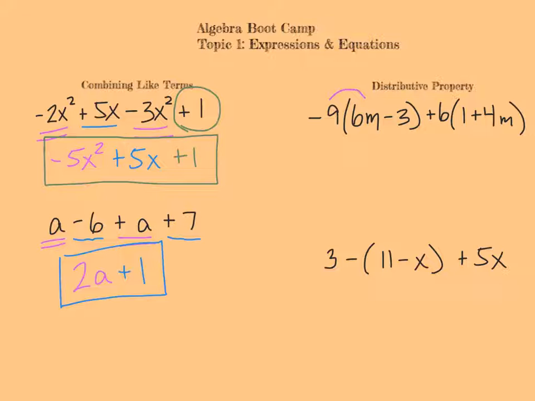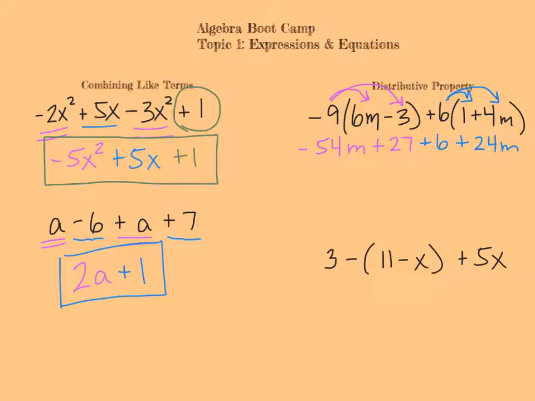So let's multiply our negative 9 through. When we do that, we'll get negative 54m. Negative 9 times negative 3 will give us a positive 27. Next, we'll distribute our 6 through. When we do that, we'll have 6 times 1, it's positive, and then a positive 24m.